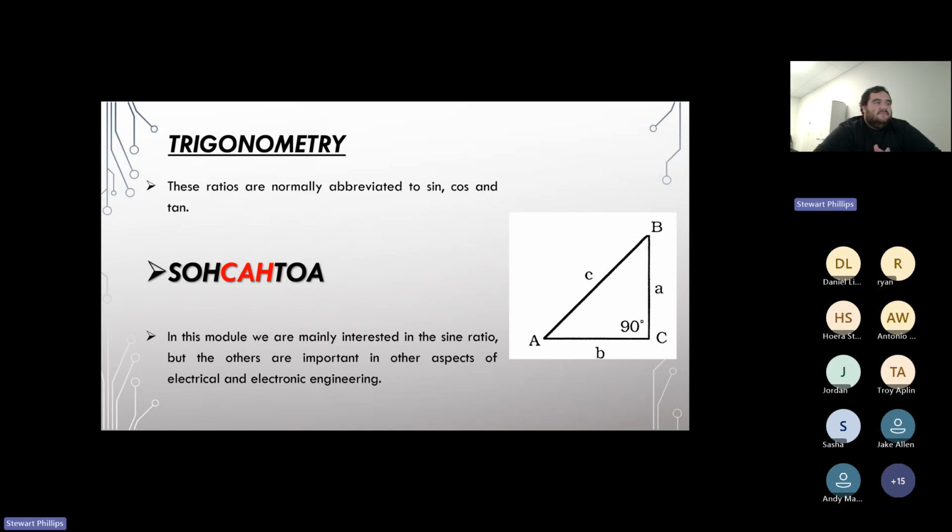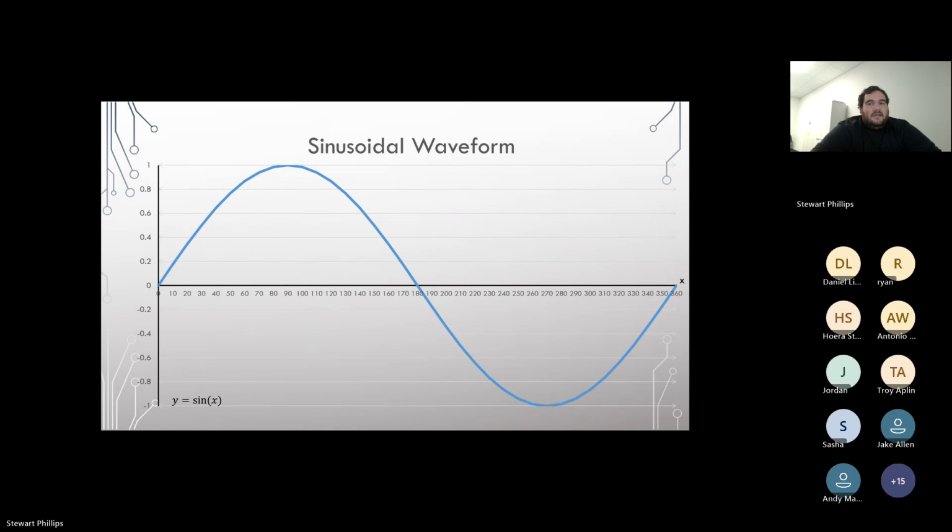So in this, for a lot of electrical, we're mainly interested in the sine ratio for sine waves, but the others are important in other aspects of electrical, which you'll do a little bit more about in years 2 and 3. But for now, how many of you guys have seen the sine waveform before?